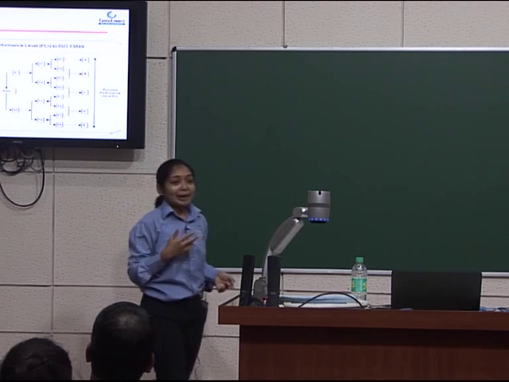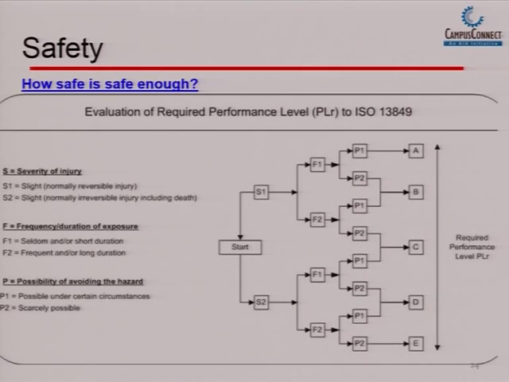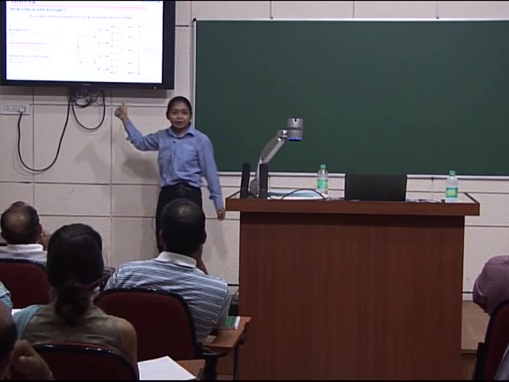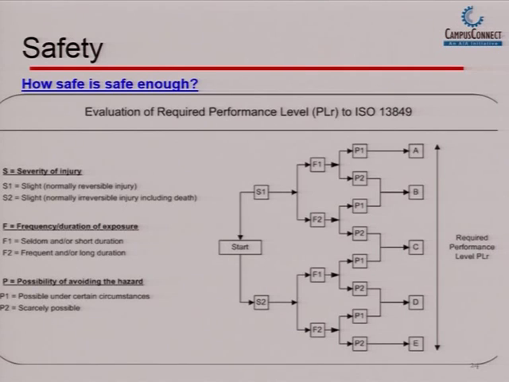Then you talk about P, that is the possibility of avoiding the hazard altogether. Is there a possibility that it can be avoided, or will this keep on happening every time? That is what we call P1 and P2. Now everything that comes under the category of S1, F1 and P1 will fall under A. Then the remaining things will fall accordingly. So everything that you design in a machine should have a performance level that is given to it.